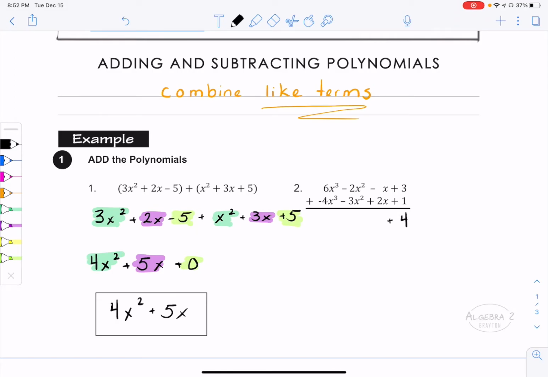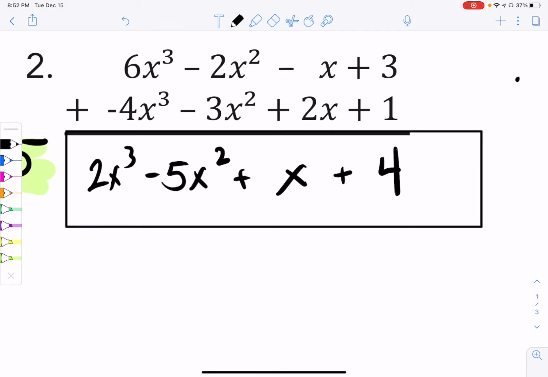We have negative x plus 2x, which is x. We have negative 2x squared minus 3x squared, which is negative 5x squared. And we have 6x cubed plus negative 4x cubed, which is 2x cubed. And this is your standard form function. Make sure whenever you write your final answer, no matter what, it's in standard form.